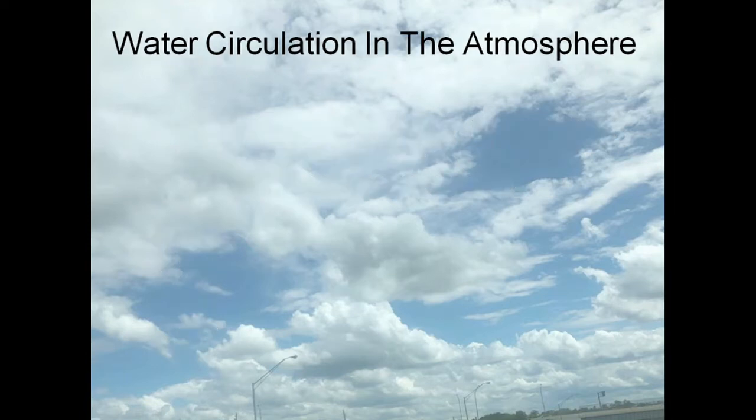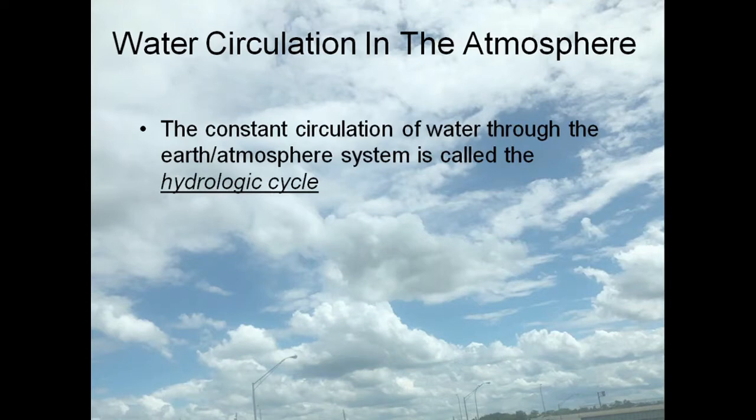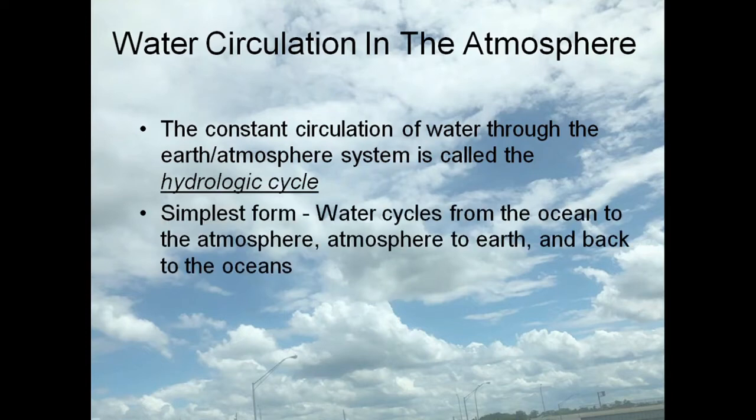So the water circulation of the atmosphere. The constant circulation of water through the Earth-atmosphere system is called the hydrologic cycle. We'll have a graphic on that shortly. In simplest form, water cycles from the ocean to the atmosphere by evaporation, from the atmosphere to the earth by precipitation, and then back to the oceans, either as runoff from the land or by raining right back into the ocean.